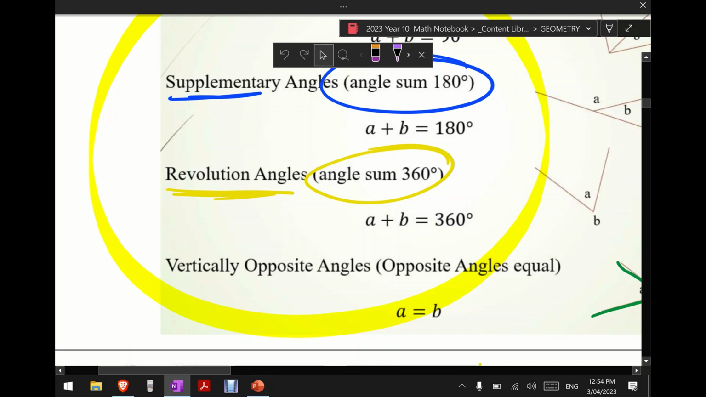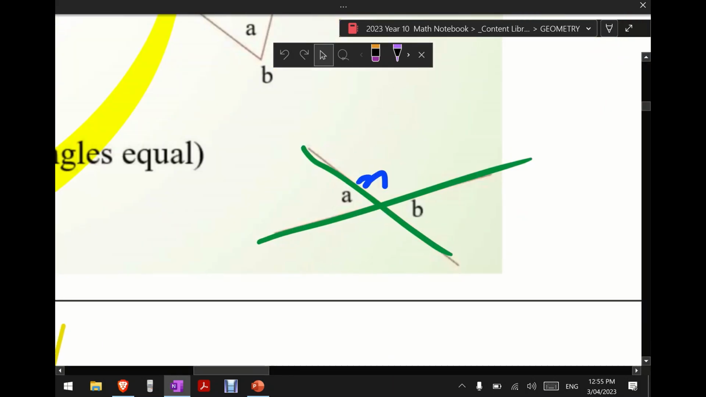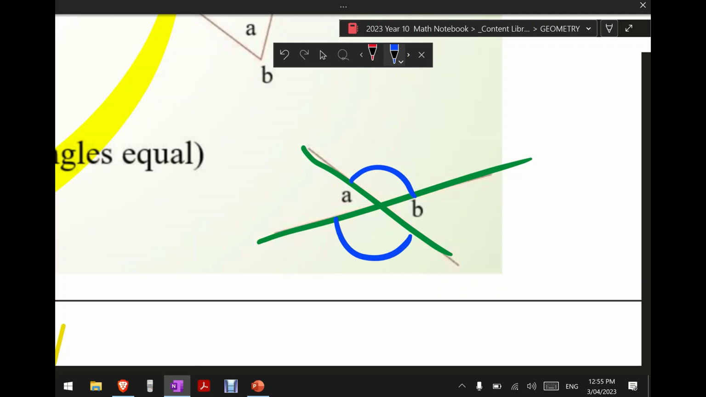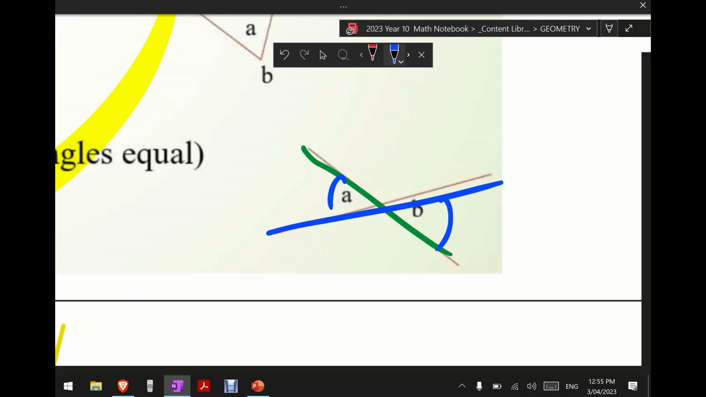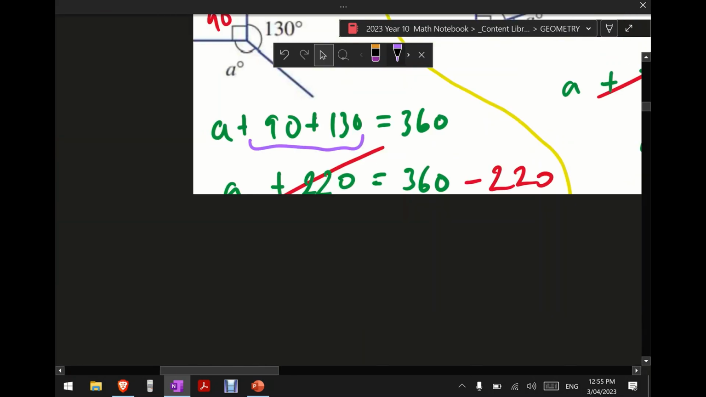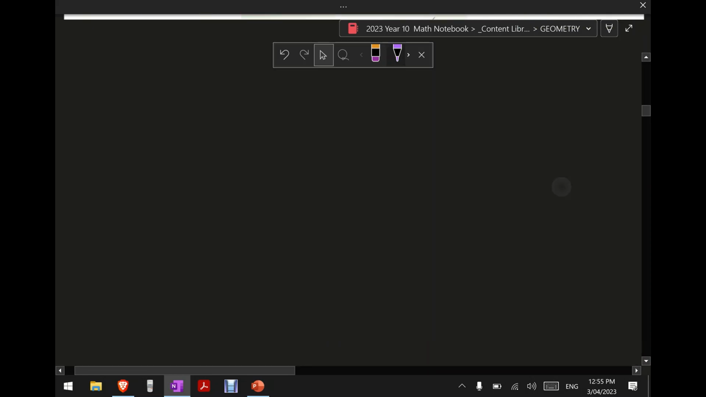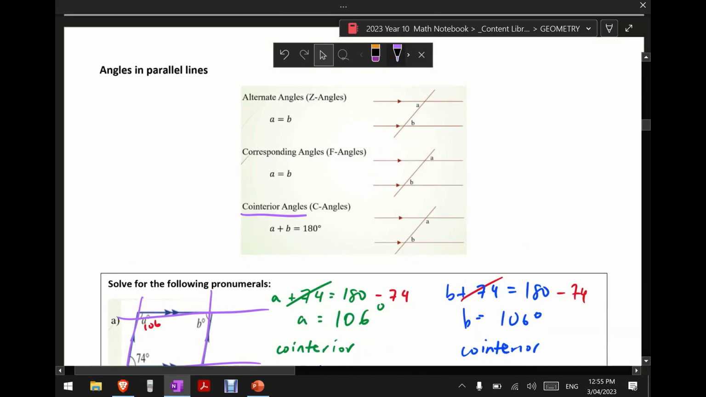Vertically opposite is if you've got two lines that look something like this, the angles opposite each other. If you're looking at, for example, this angle and that angle here, they are actually the same. A and B are also the same. They're exactly the same angles. So just think of vertically opposite as the same angle on the opposite side. That's all it's saying. And we did some of these questions here.